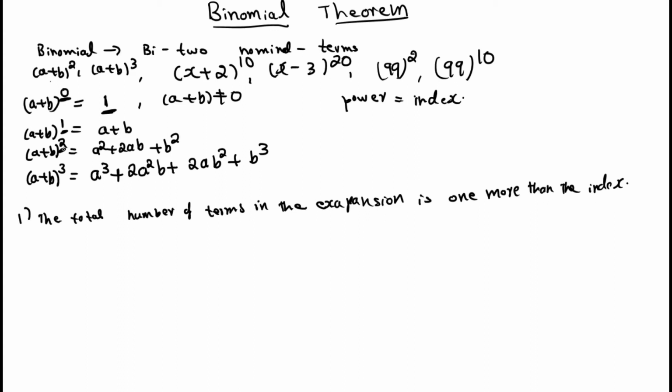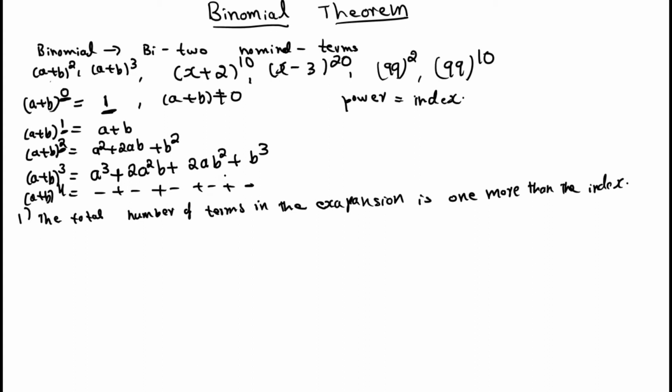Here see index is equal to 2. How many terms are there? 1, 2, 3. Index 3 is there. Then how many terms you can see? 1, 2, 3, 4 terms are there. That is the first observation. Total number of terms in the expansion is 1 more than the index. Then a plus b to the power 4 means how many terms are you getting? 5 terms, right? Why? Because total terms in the expansion is 1 more than the index. 1, 2, 3, 4, 5 terms you will get.